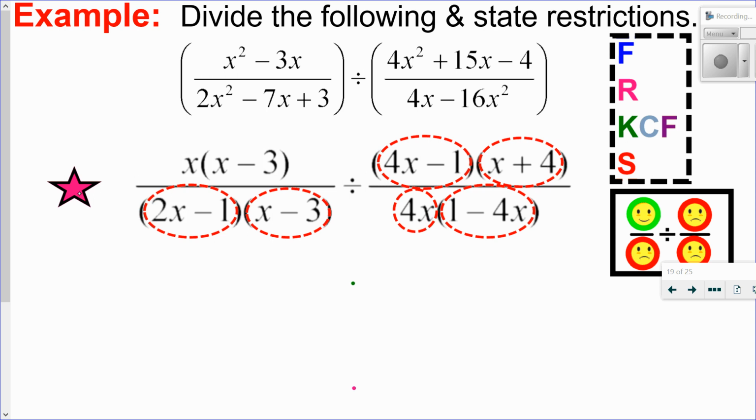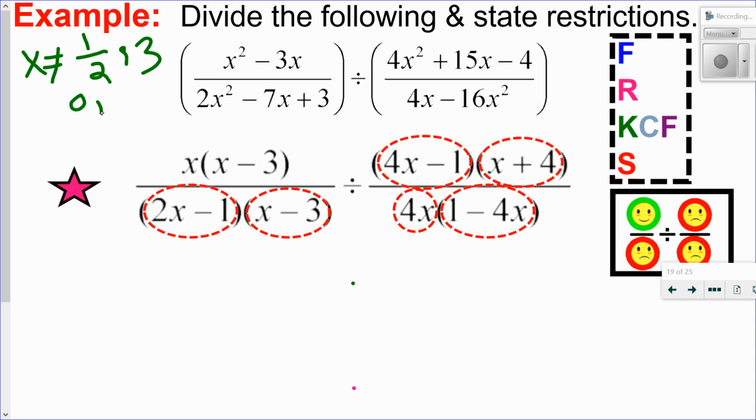So I can state my restrictions and then put them in numeric order. For the restriction for 2x minus 1, the opposite of a minus 1 is a positive 1, and the opposite of times by 2 is divide by 2. If you don't like the shortcut, you can just set it to 0 and solve. The opposite of a minus 3 is a positive 3. I have a monomial of 4x, so that's 0.